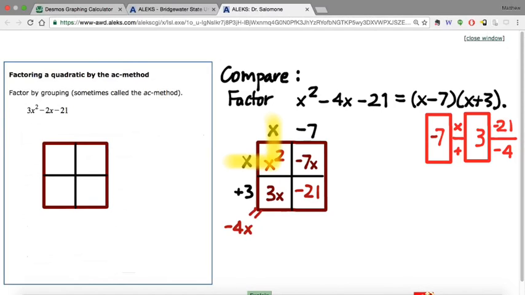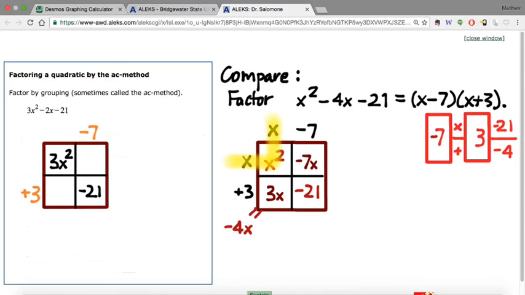So working from the inside of my table to the outside, I'm going to first get the first and the last terms in place, 3x squared and negative 21. And we might well say, let's try factoring the negative 21 in the same way we did before. This is just a guess right now. So I'm just going to guess that I'll put a negative 7 and a positive 3 there.